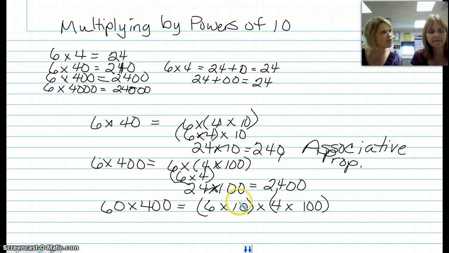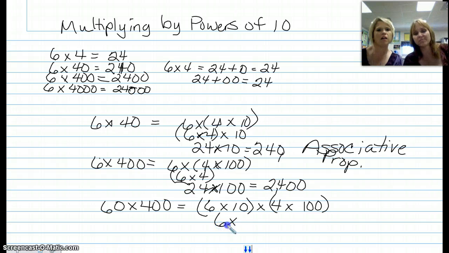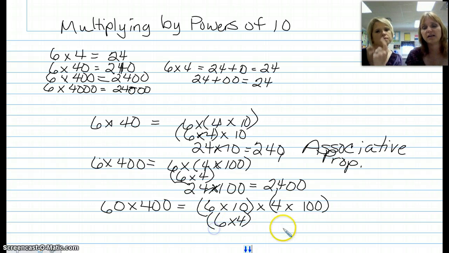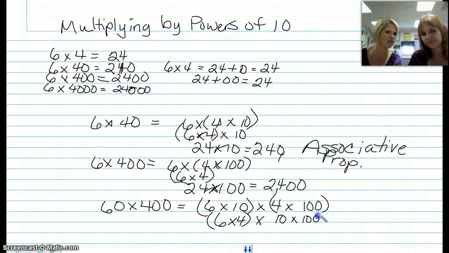Can I still take 6 times 4? Yes, that's what I was going to say. We could do 6 times 4, and then we need to do 10 times 100. I can't do that. I don't know what that is. I know 6 times 4.